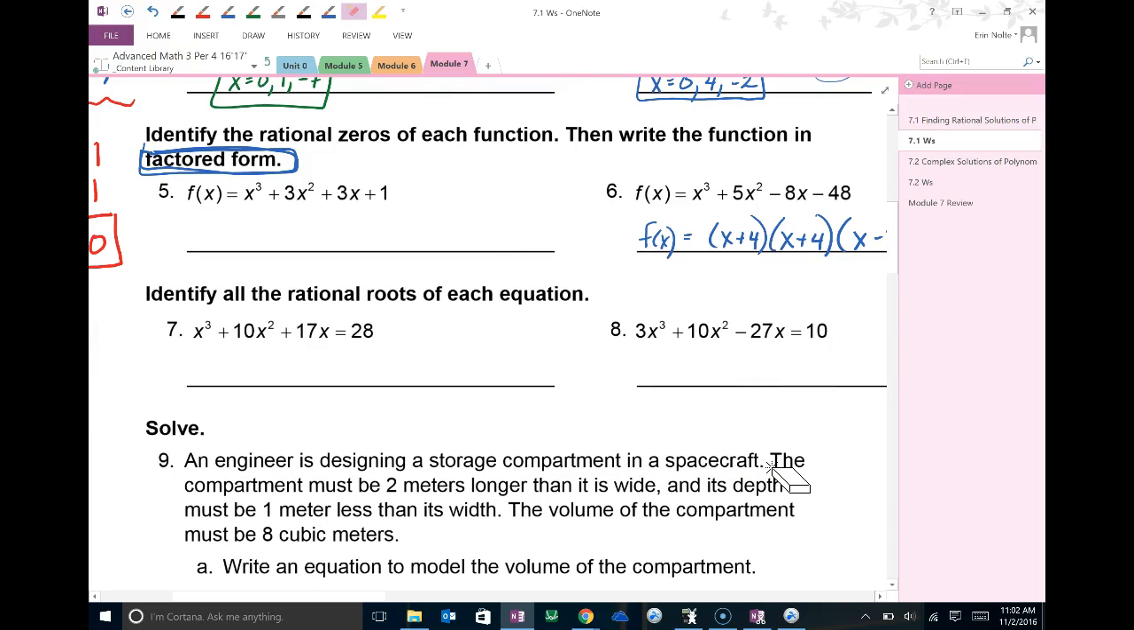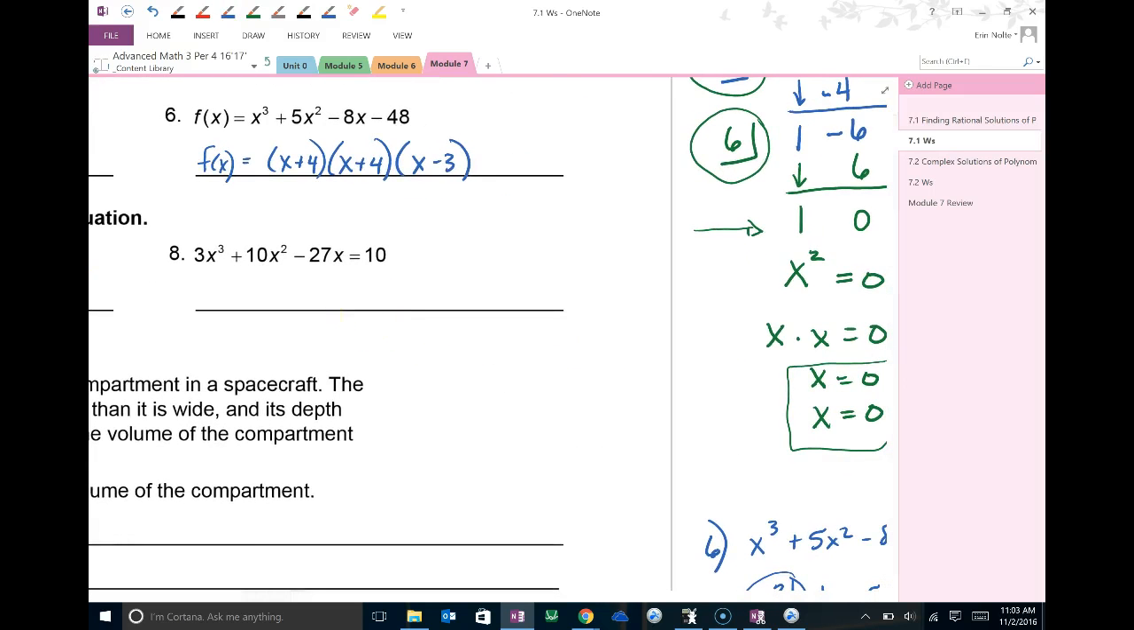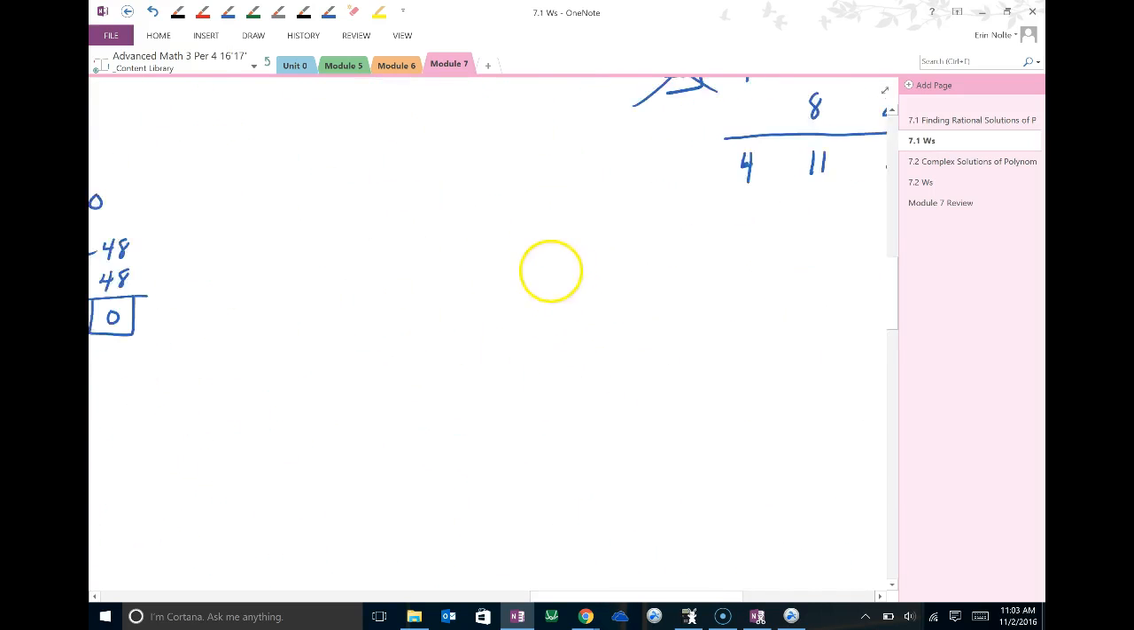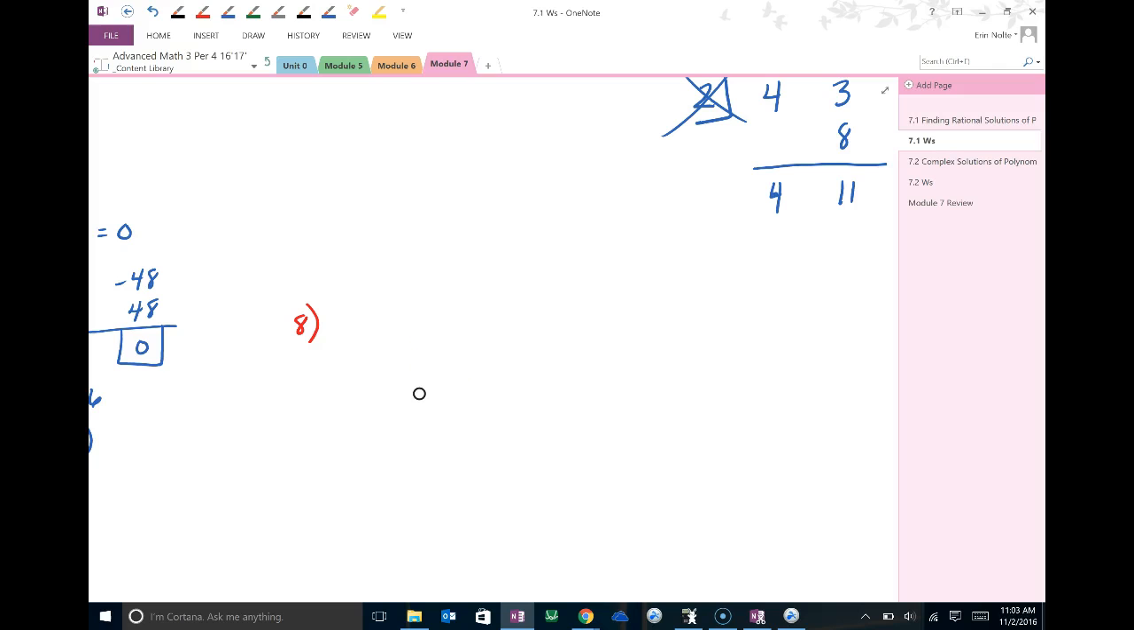So I really don't like the way they wrote this instruction. It says identify all the rational roots of each equation. That just basically says solve, and all of the answers should be rational. Okay, so why don't we do number 8 together, since I just got some funny looks. Let me pull this over right here. Can somebody read me number 8, what it says?